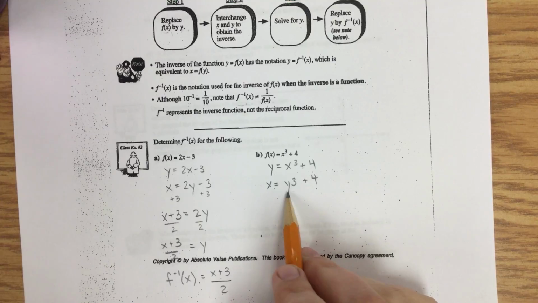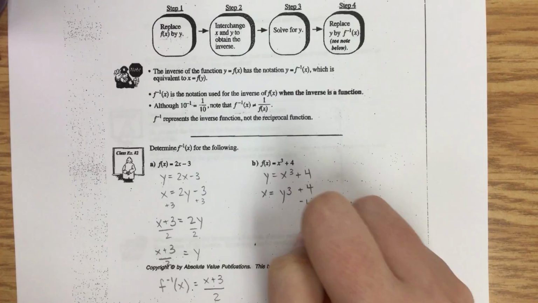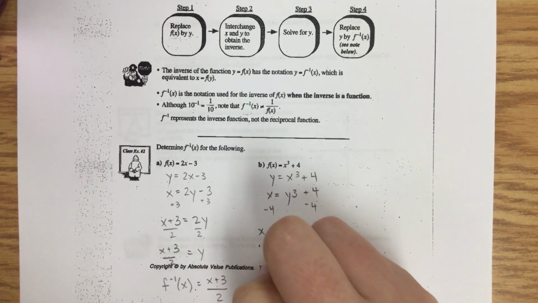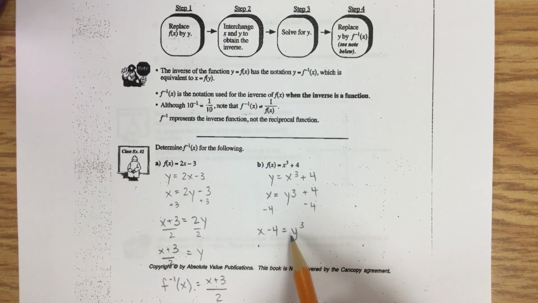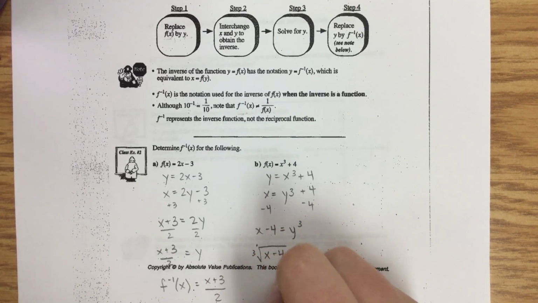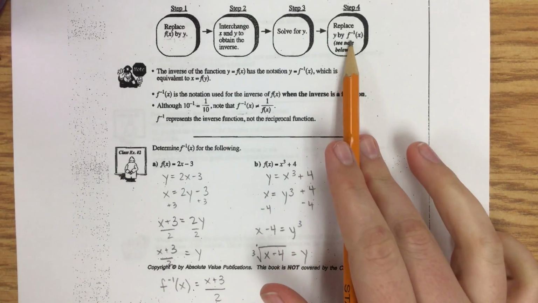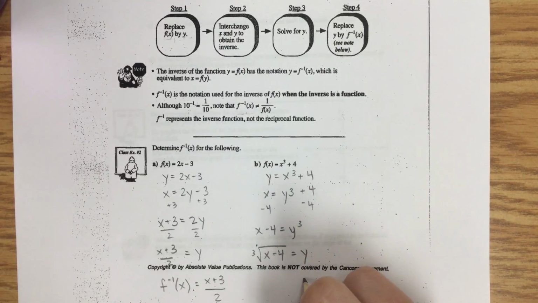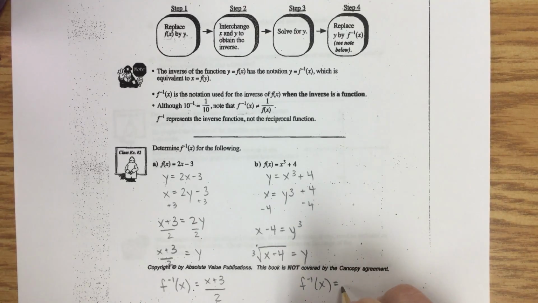We have to try to isolate y, get it alone. So we're going to have to take away 4 here. X minus 4 equal to y cubed. We have to get rid of the cube because we just want one y. So we're going to have to take the cube root of x minus 4. That's equal to y. And to finish the problem and use the proper notation, we're going to replace y with f inverse of x. So f inverse of x is equal to the cube root of x minus 4.